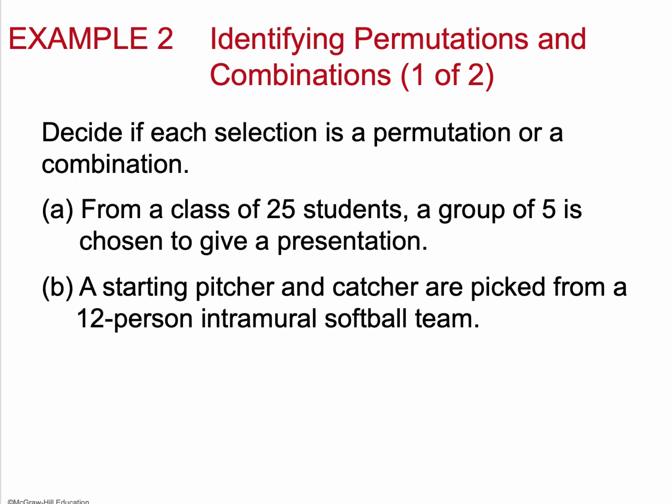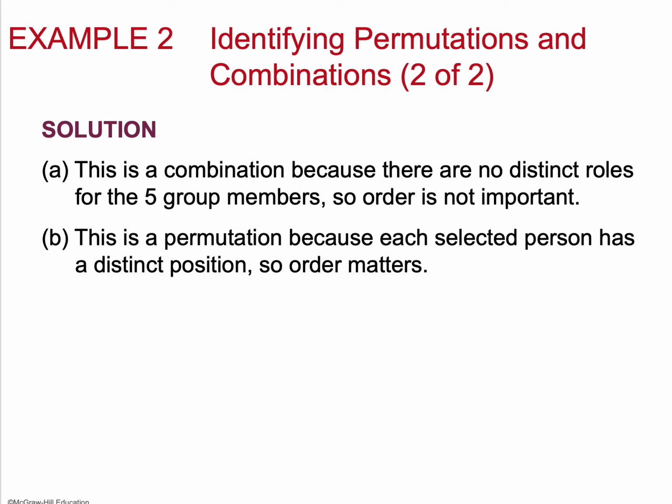So if I want to know if something is a combination or a permutation, let's take a look at that. From a class of 25 students, a group of 5 is chosen to give a presentation. Does order matter? So is there a specific order that people have to give the presentation in according to the information I've been given? Well, the answer is no. So therefore it's a combination.